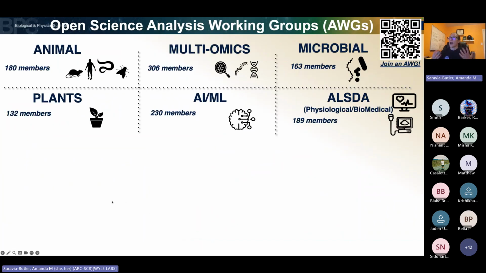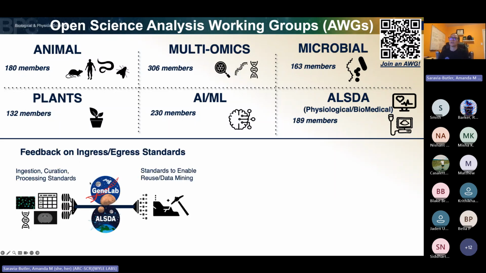And then, I alluded previously to working with our scientific community. Our scientific community are referred to as the analysis working groups, and they're broken down into different specialties. So you see animal, multiomics, microbial, plants, AI/ML, and also ALSDA.